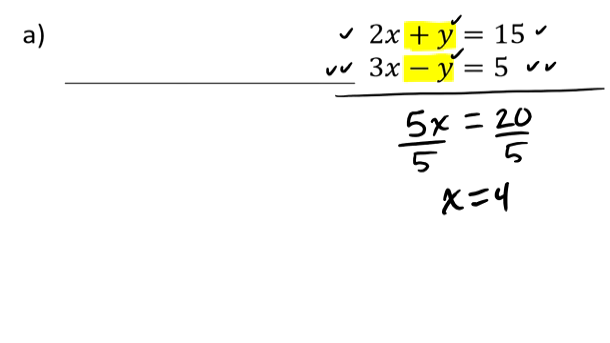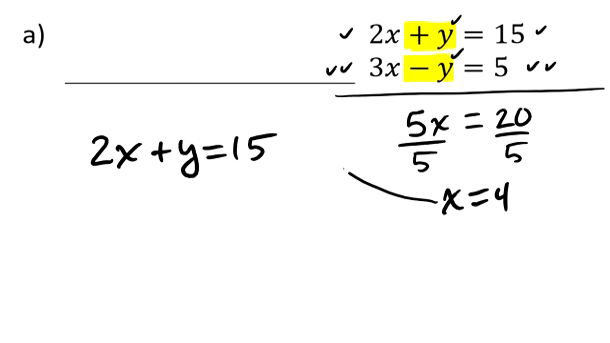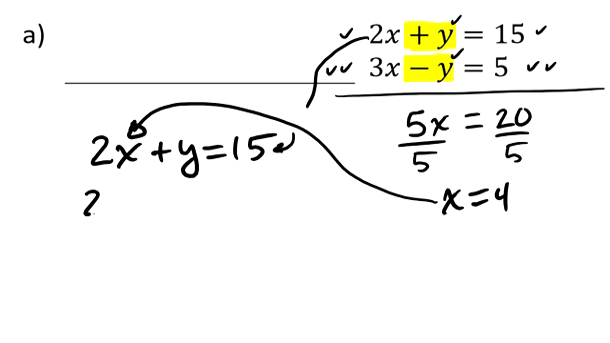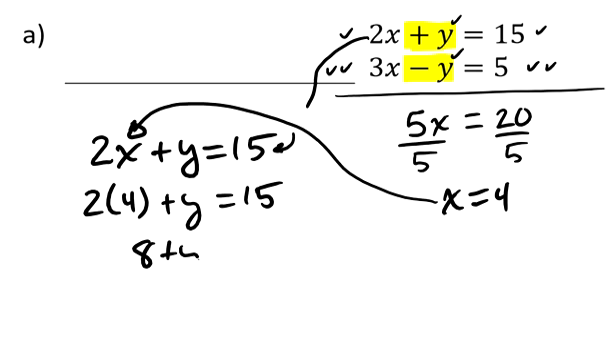I'm going to choose the first equation just because y is positive. It says 2x plus y equals 15. And of course, we know that x is 4 at this point. So I'm going to plug in that value of x into that first equation. This will become 2 times 4 plus y equals 15, or 8 plus y is 15. And when I subtract 8 from both sides of that, I end up getting that y has to be 7.